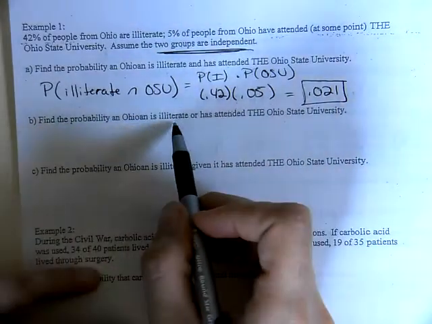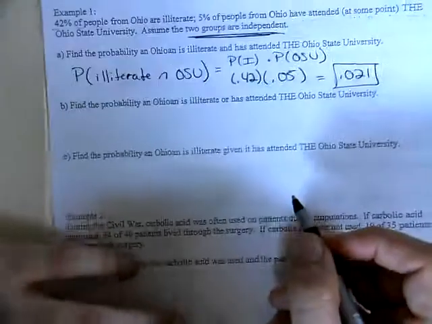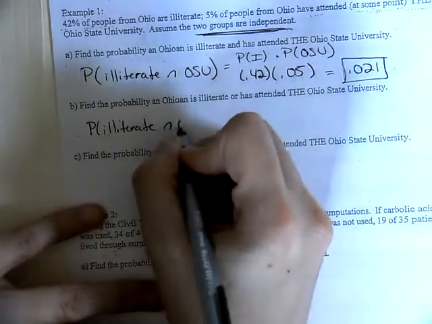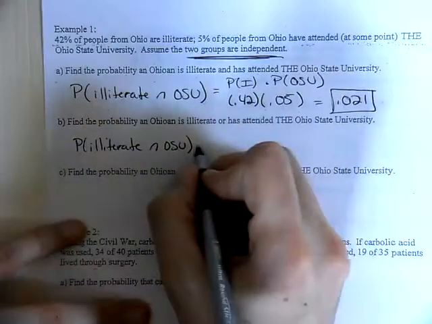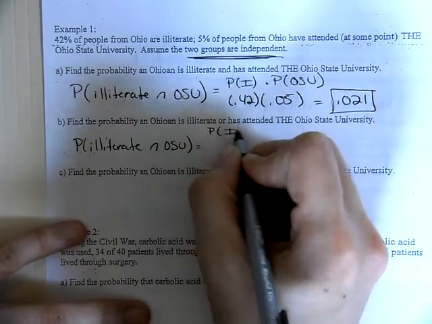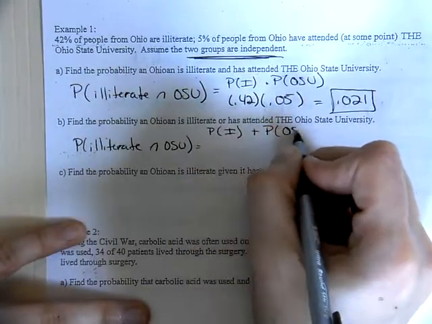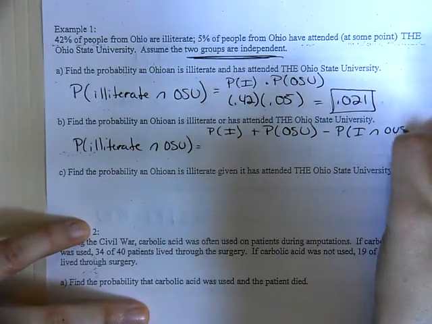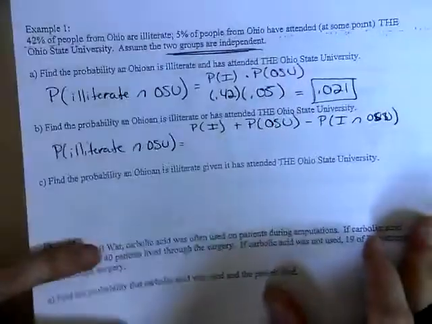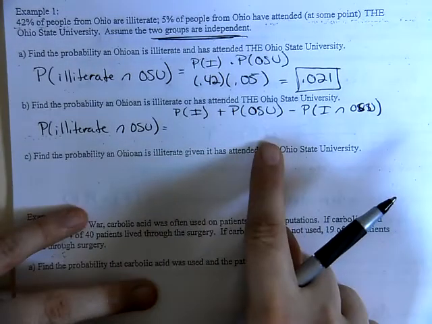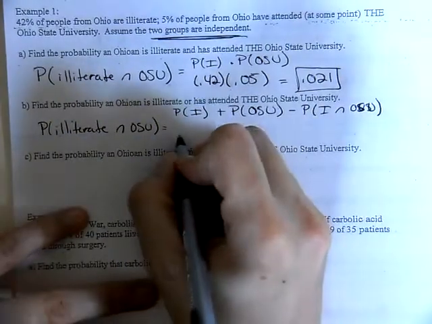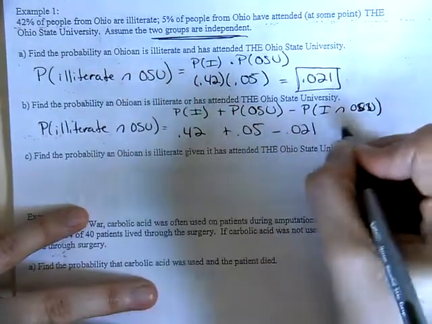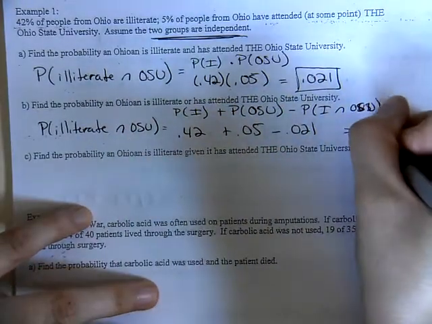Find the probability an Ohioan is illiterate or has attended The Ohio State University. So the probability that they're illiterate or they went to OSU. So if I use my rules, that's the probability that they're illiterate plus the probability they went to OSU. There's obviously some overlap, so minus the overlap. Oops, that should be OSU. So I'm going to do illiterate plus OSU minus what we just picked. So 0.42 plus 0.05 minus 0.021. So 0.449.